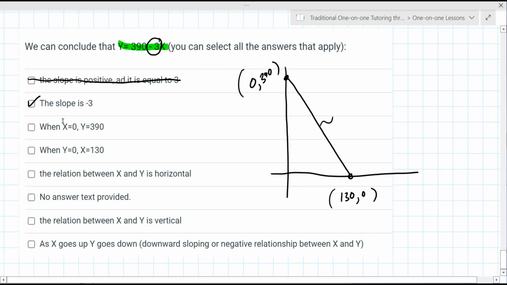When x is 0, y is 390. So you're putting 0 in for x, and that is this ordered pair here. So a couple ways to do it. You could write 390 minus 3 times 0, and you'll find that that's 390. Or you go to the graph and you realize that's x and then y. So x is 0, y is 390.